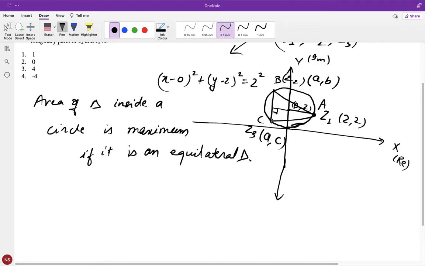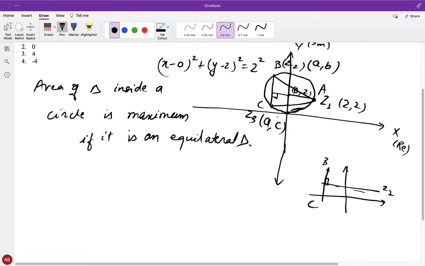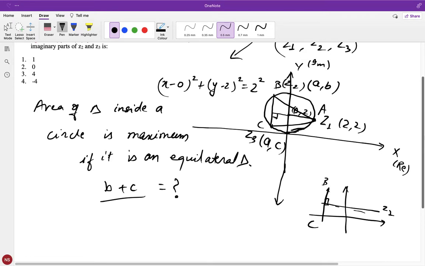Very easy. This is my perpendicular passing through Z1 and this is 90 degrees. If this line makes 90 degrees with BC and is parallel to the x-axis, then BC is parallel to the y-axis, and since it is parallel to the y-axis, the x coordinates are the same, only the y coordinates are different. So x is the same, a, and the y's are different, b and c. I have to find the value of b + c.